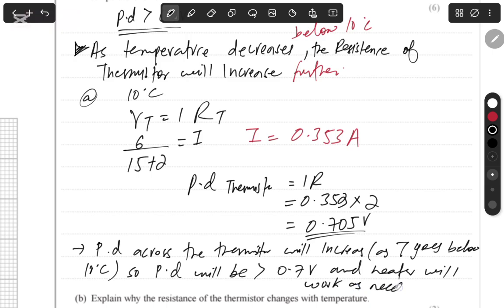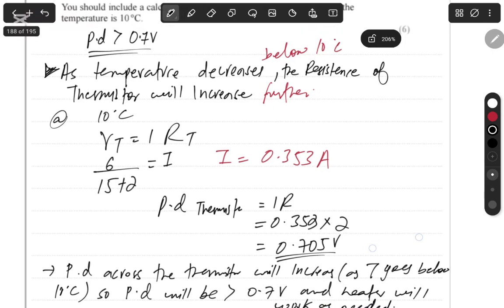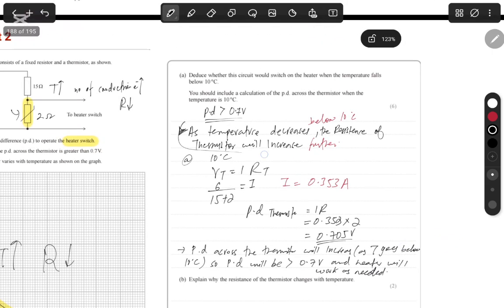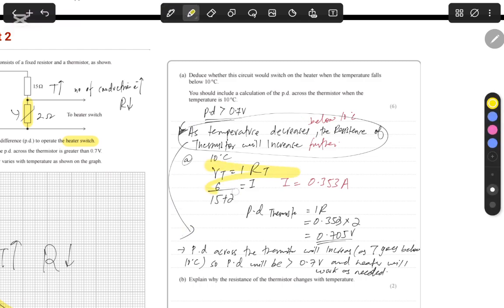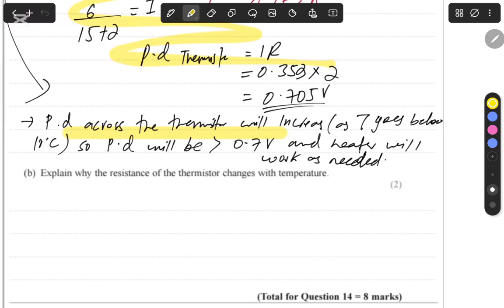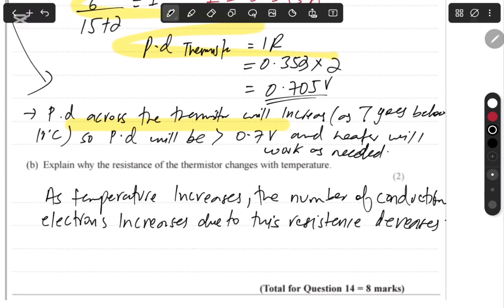Okay. I would have preferred to write this point down here actually. I think I wrote it too quick. You get 4 marks for this and you get 2 marks for this. So here it says why the resistance of the thermistor changes with temperature. So this is the answer.